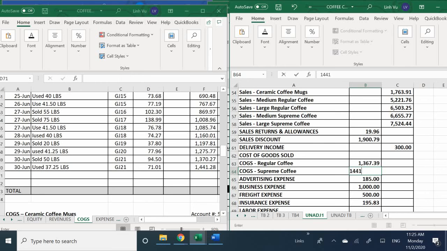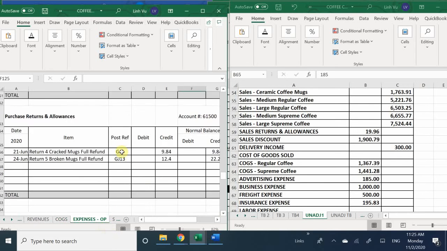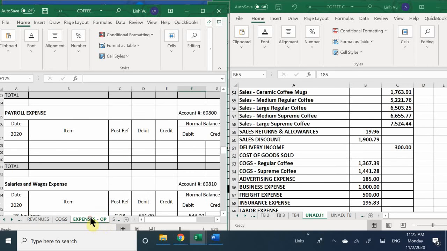Okay. So 1441.28. Okay, what about... that's it for that one. So now it's my operating expenses.